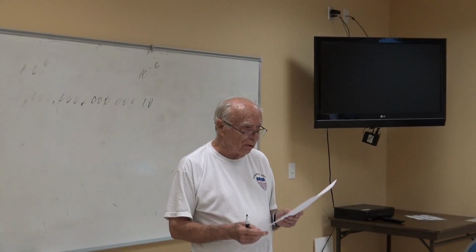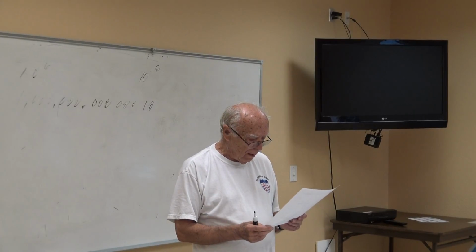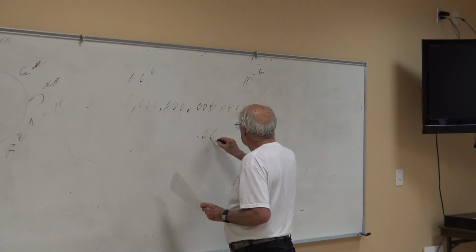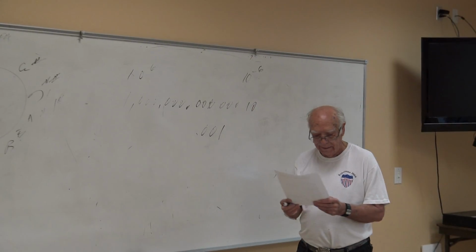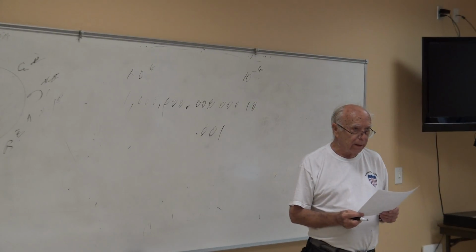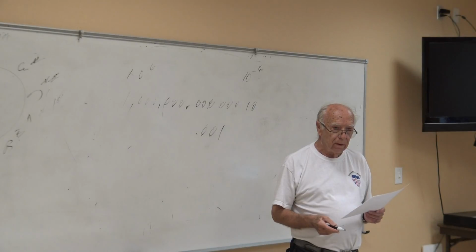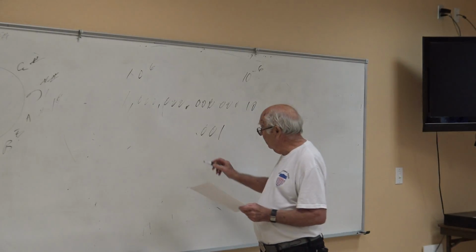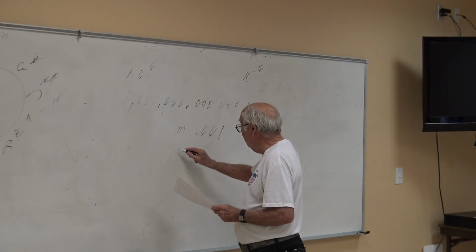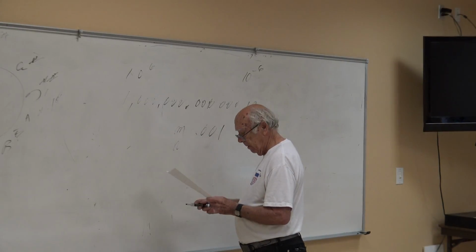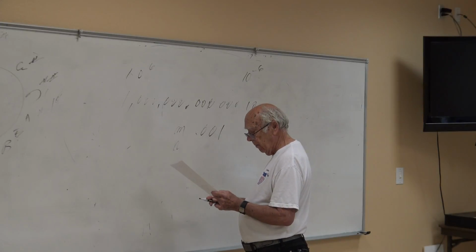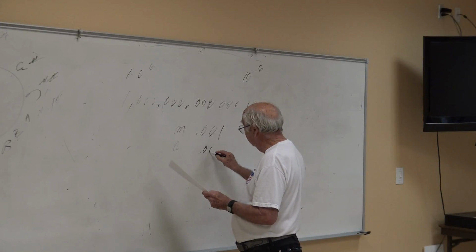Okay, so anyway, let's go down rather than up. And down, 0.001 is millimeter. Okay? And that's a little m. And then the Greek letter is micro, and that's 0.00001.